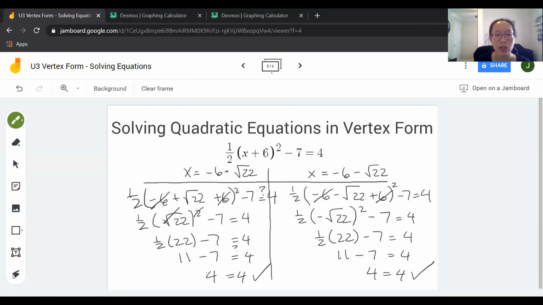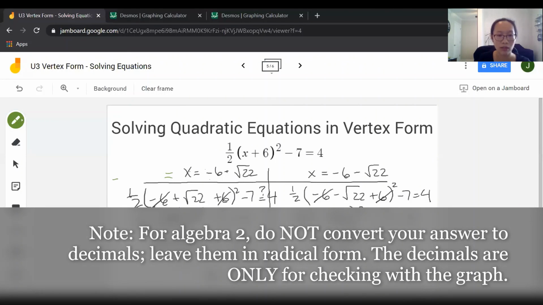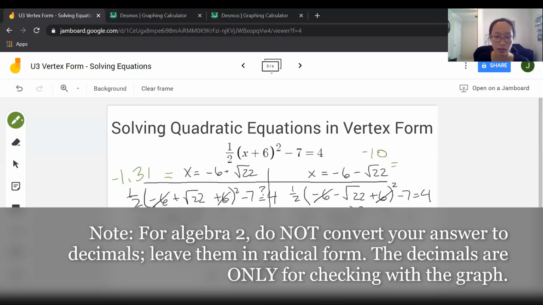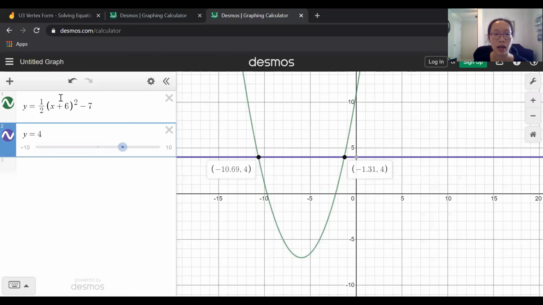If I put these values into a calculator, negative 6 plus the square root of 22 is negative 1.31. This is equal to negative 10.69. If I go over to Desmos, I can see that, yes, these are the points of intersection that I found. They match, and I know that I've done it correctly.